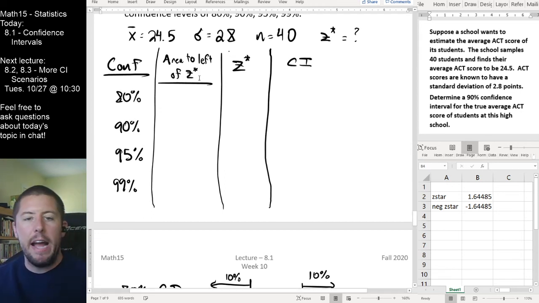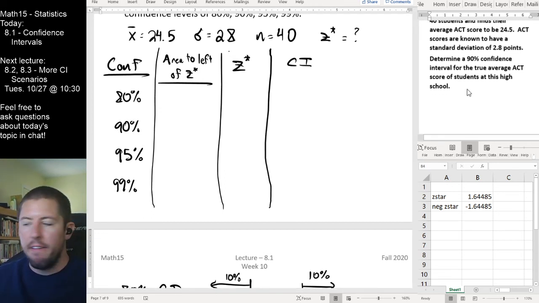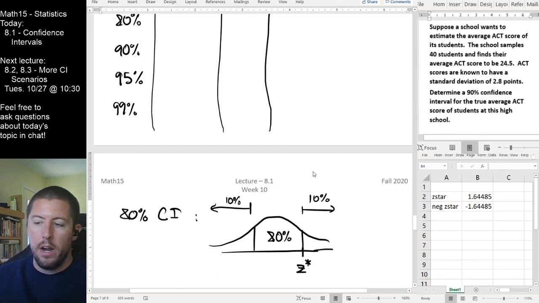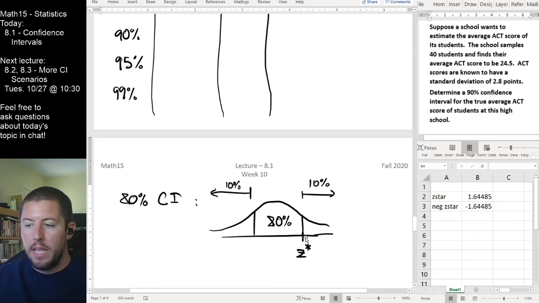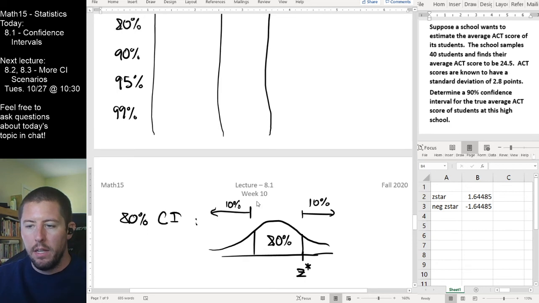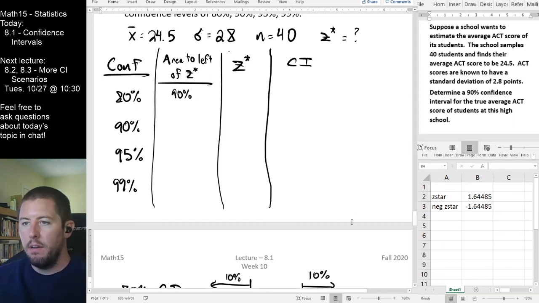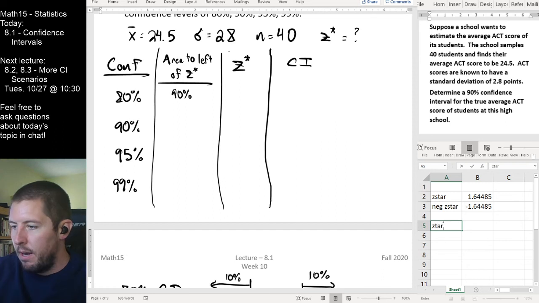So what I need to find Z star is I need to know how much area is to the left of Z star. So if I come over here, to see where Z star is, then you should notice that 90% of the area is to the left of Z star. The middle 80% plus one of the tails. So in an 80% confidence interval, 90% of the area is to the left of the Z value. And so I can come over here and get my, I'm going to call this guy Z star 90.